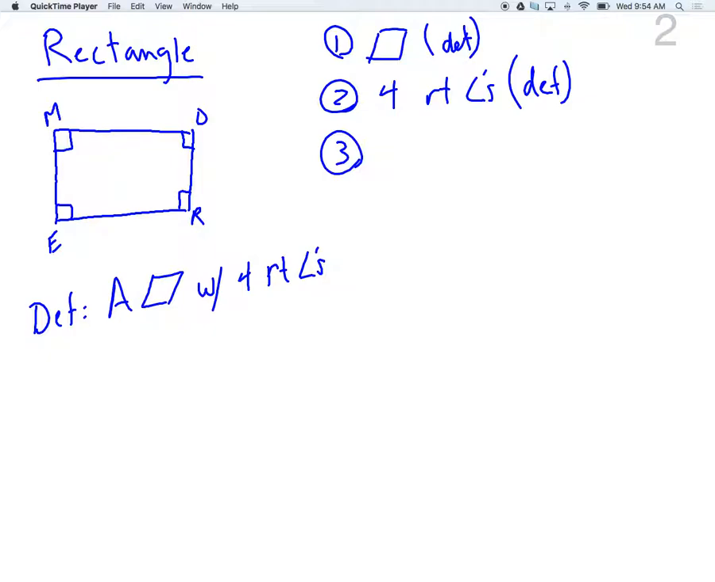What else makes a rectangle special? What separates it from all the other quadrilaterals? It has two pairs of congruent sides. Yes, but so does a parallelogram.